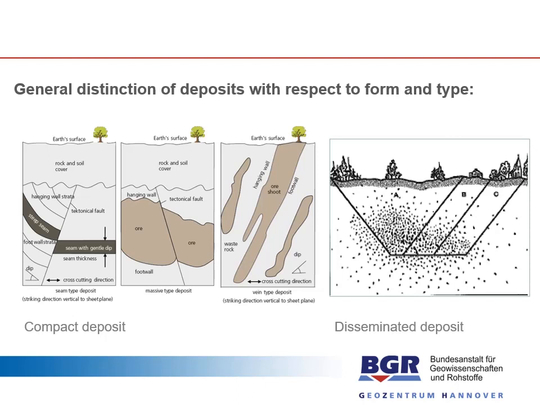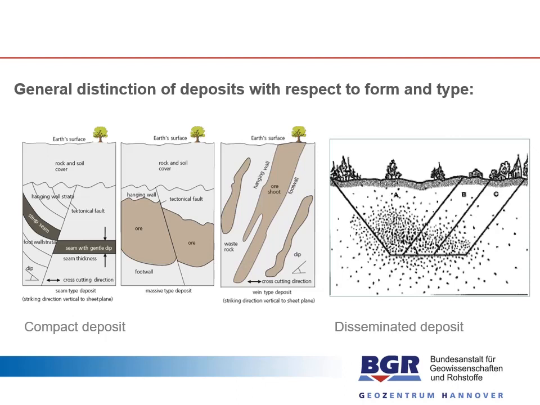With three outlines of an open pit, so first the first open pit would be A, then it would be extended to B and finally to C. This deposit will have an average waste to ore ratio, but it will also have a marginal waste to ore ratio. What does it mean?